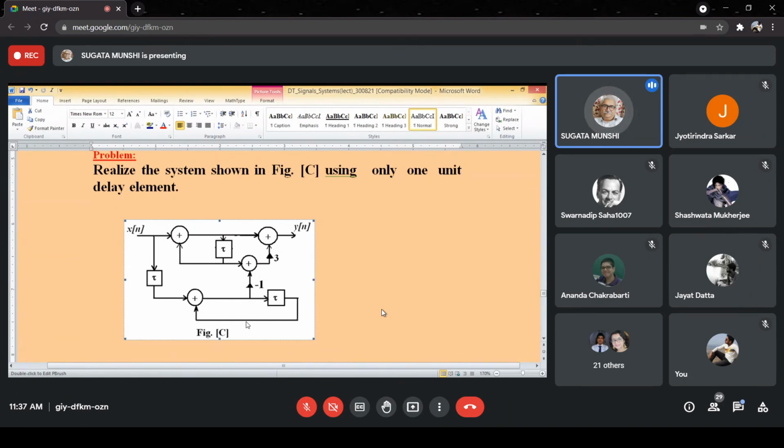You are given the structure of a particular discrete time LTI system. So what you have to find out is whether, when you simplify this system, this system can be implemented using only one unit delay element or not. Those unit delay elements are represented by those boxes with tau inscribed. All right.